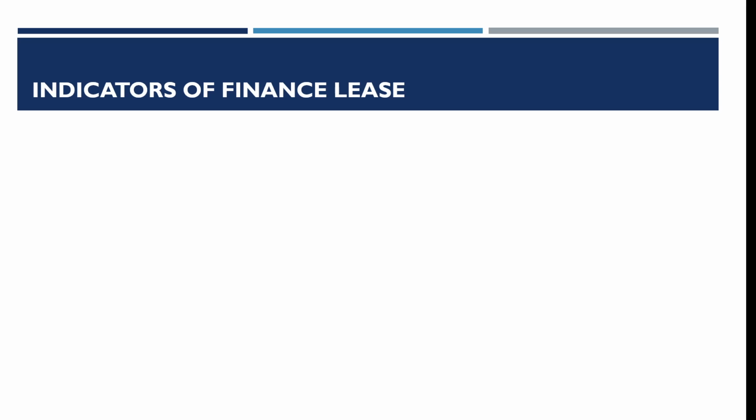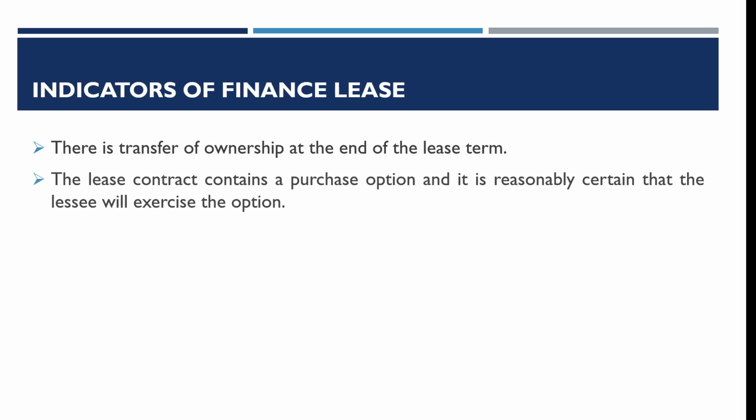Now, titignan naman natin kung ano ba yung mga iba-ibang indicators ng finance lease. Okay? First indicator, there is transfer of ownership at the end of the lease term. Sabi ko nga kanina, under finance lease, pwedeng mailipat yung ownership ng lease asset kay lessee depending on the terms of the lease contract. Second indicator, the lease contract contains a purchase option.